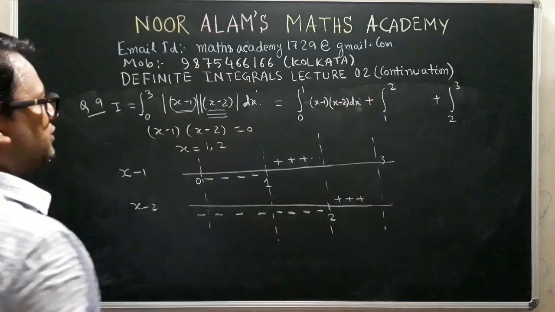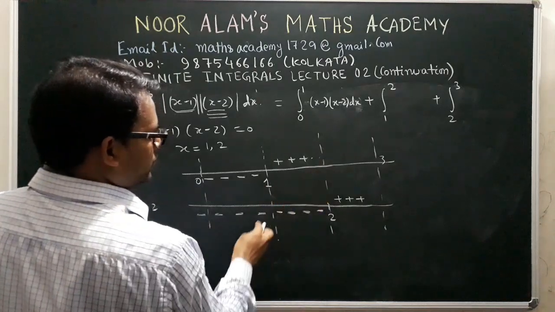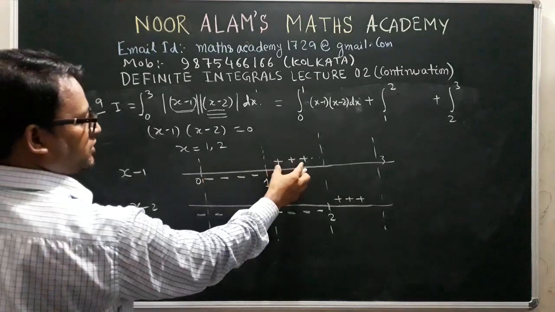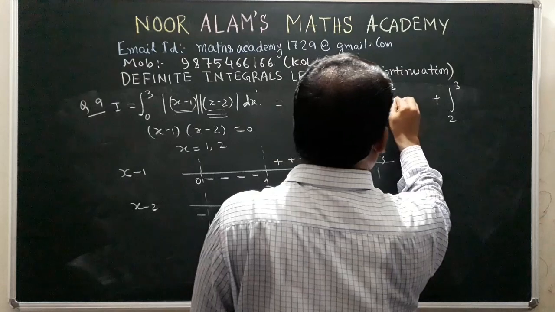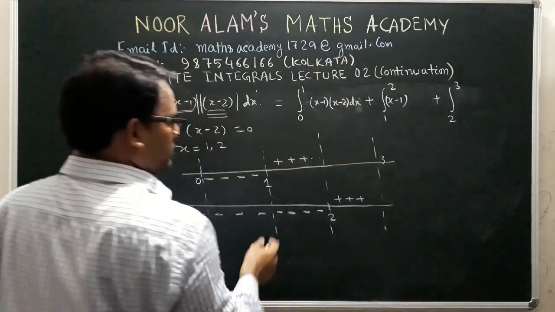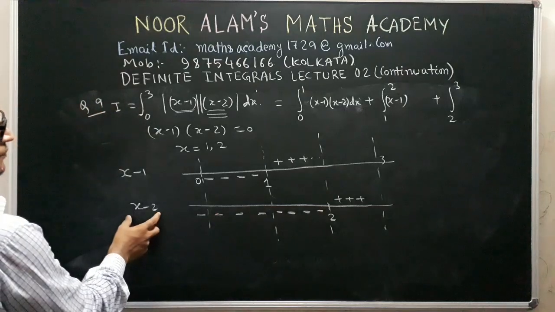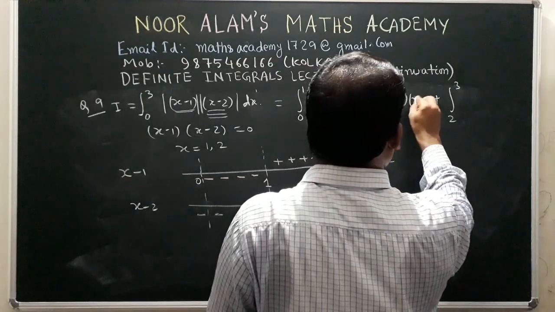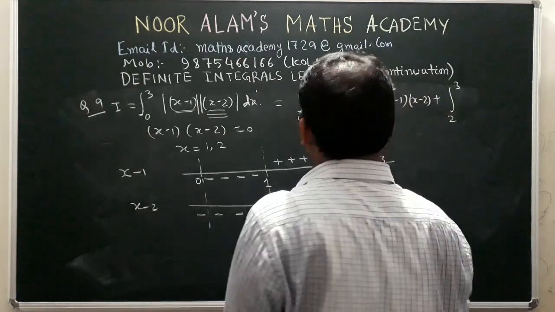Okay, now when we consider the interval 1 to 2, the term x minus 1 is positive. So when you remove the mod, it will be x minus 1, there will be no sign change. What about this term from 1 to 2? This term is negative. So when you remove the mod, you have to give one negative in front of it. So it will be x minus 2 with a negative before it. So I am taking the negative sign here.